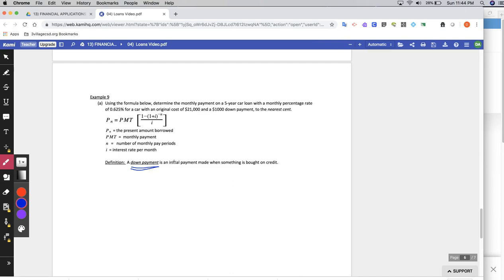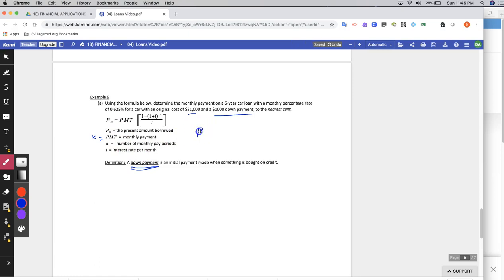So if we look at this example number 9, in part A it says using the formula below, so you see again that we have the formula, determine the monthly payment on a 5-year car loan with a monthly percentage rate of 0.625% for a car with an original cost of $21,000 and a $1,000 down payment to the nearest cent. So again, they give us the formula here and they tell us what each of the parts are, and we're determining the monthly payment, which is the PMT, so I'll label that X. We just have to fill in for the other parts of our formula.